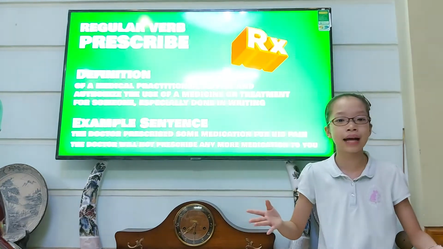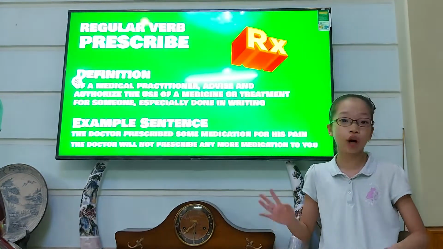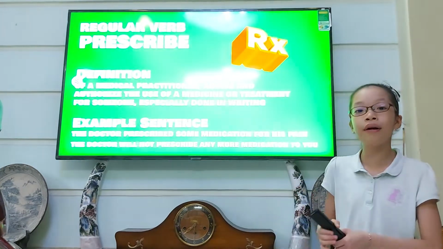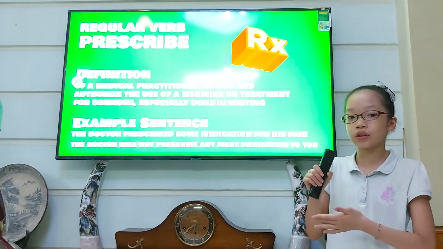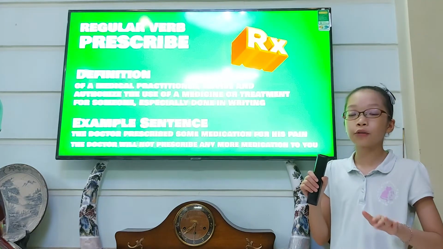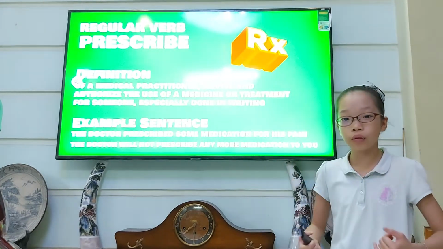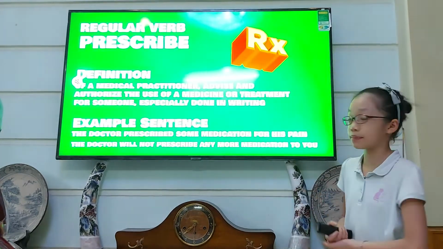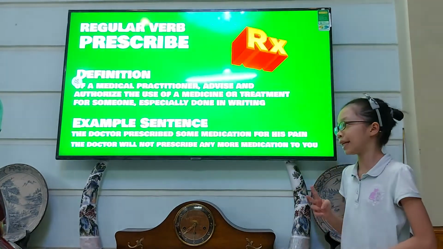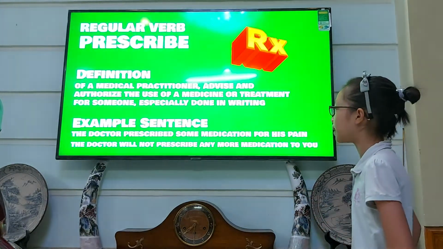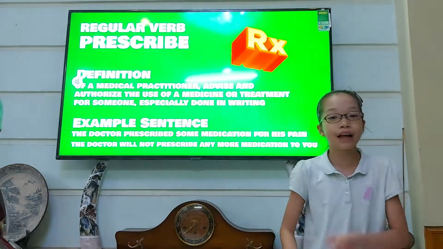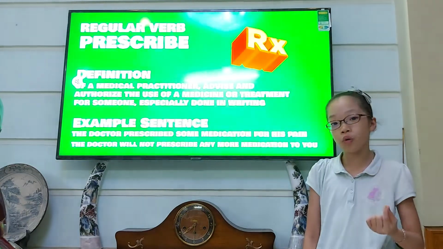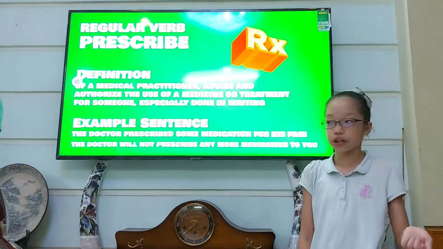So it simply means that when you go to a pharmacy and get some medicine, the doctor will always write a note and stick it to the box of medicine so that he will tell you when to take that medicine and how much to take. So that is prescribe. And for the example sentence, the doctor prescribes some medication for his pain. That means the doctor is writing a note so that he will know when to take his medication.